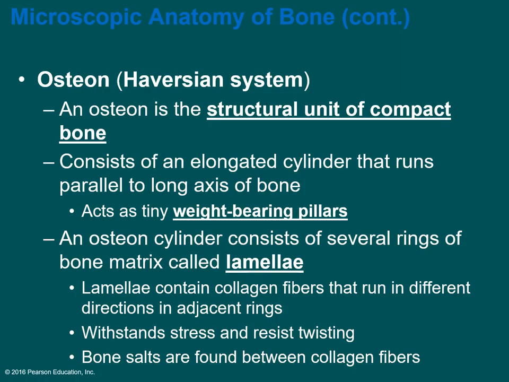It's composed of several rings of bone matrix that's called the lamellae. These have collagen fibers. In adjacent rings, the collagen fibers are going to be going in different directions, because this adds additional strength. It helps to prevent twisting. And then you've got bone salts that are found between the collagen fibers. The collagen fibers do provide, like I said, some flexibility. The bone salts are going to provide a lot of hardness and strength.